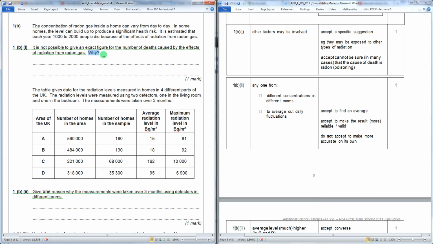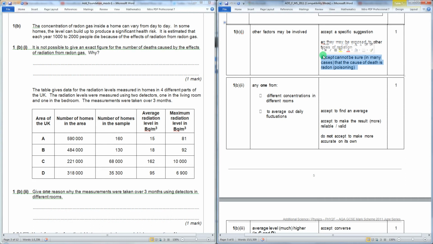Well, the reason for that is that you can't necessarily tell what the cause of death might have been. There could be a load of other factors involved. So all you had to say is that other factors may be involved. Specific suggestions of other factors would be okay, that they might have been exposed to a different type of radiation, or that you can't tell that it's definitely radon that's causing the deaths. That was also fine.